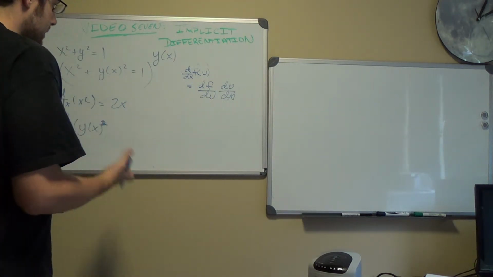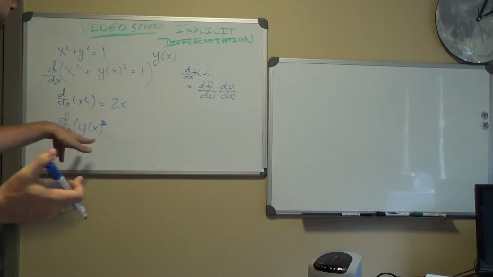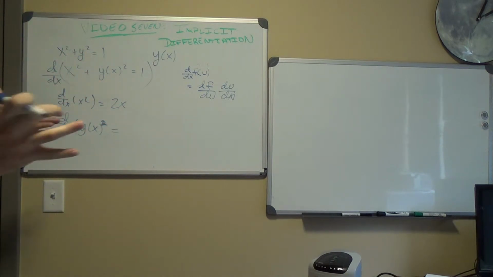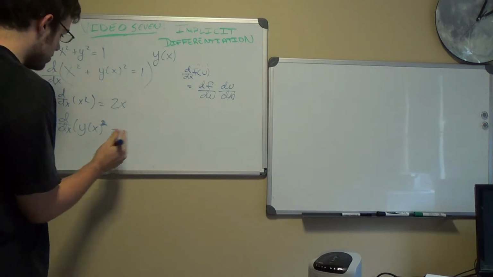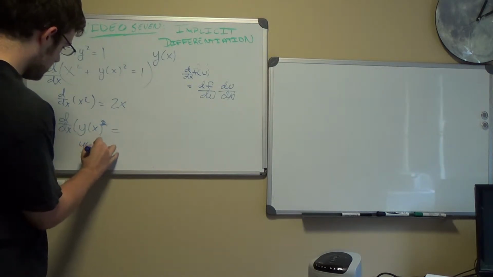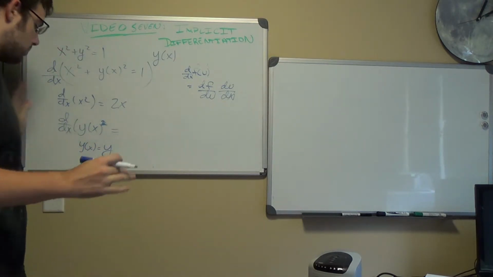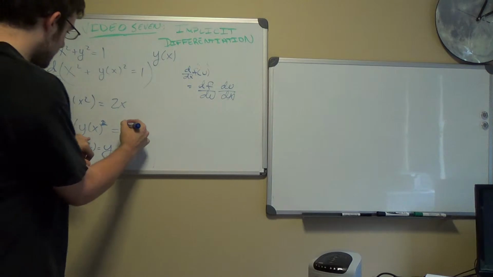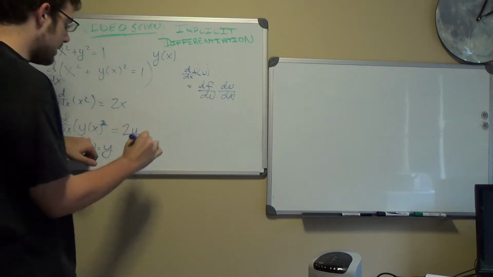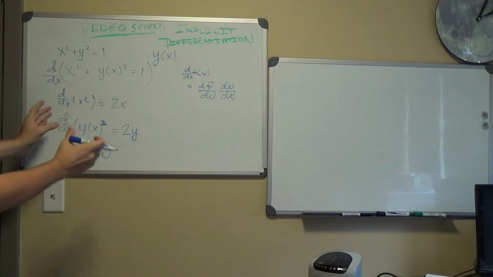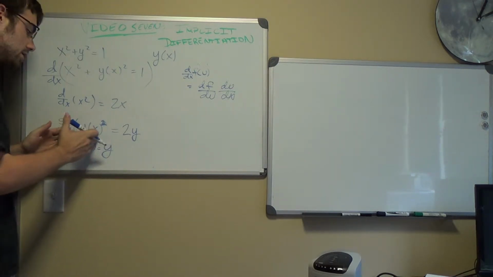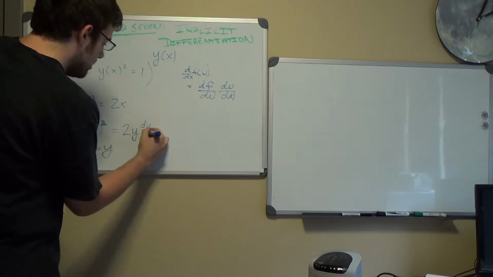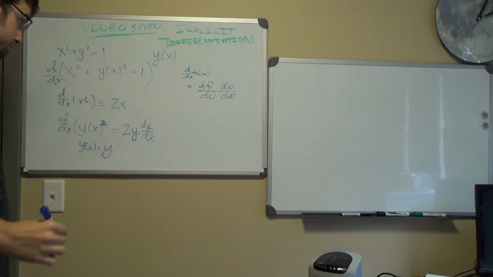So if we want to apply this chain rule, we find the derivative of the outer shell, the function itself. Let's say that y of x is equal to y, forgetting for now that it's a function. We have 2y. Now let's find the derivative of the shell itself. So we want to find the derivative of y of x. In order to do that, we find dy/dx.